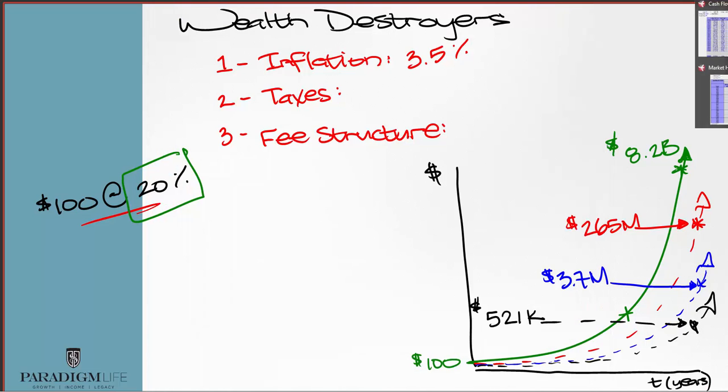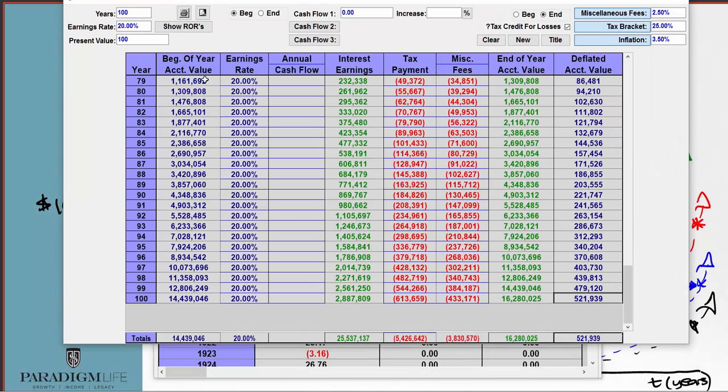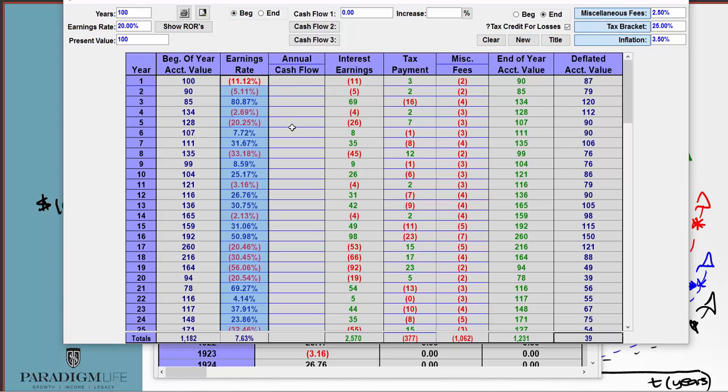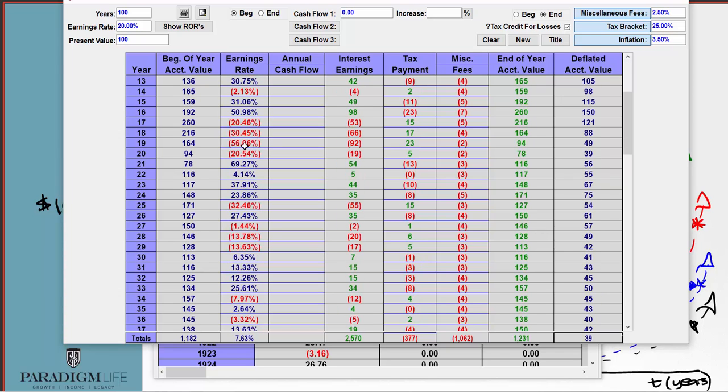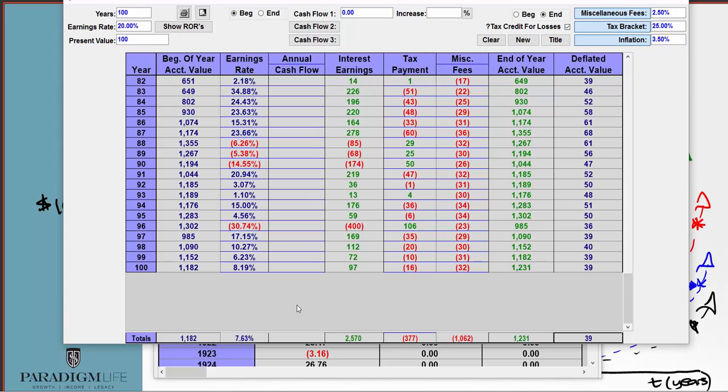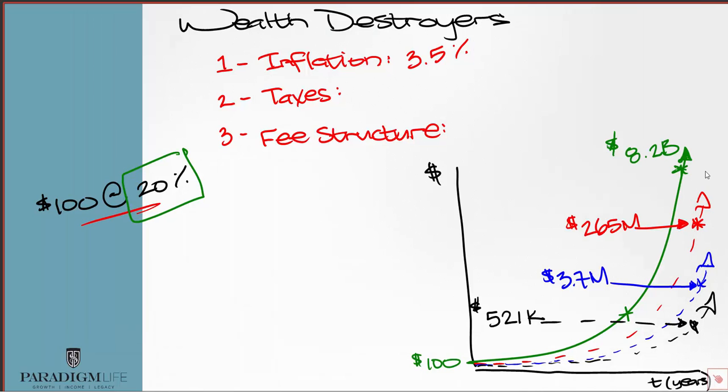Okay, so the market's fluctuating up and down. So let's come back to my other graph here. And instead of this 20% earnings rate, I'm going to plug in these values and say, okay, the market's down, the market's up, the market's down, the market's up. We get the Great Depression, we get World War II, we get the 1970s and 80s, we get 9/11, we get the recent financial crisis, okay? So we have market values in here now, and we've got the three wealth destroyers. Well, what is our bottom number here? $39. So after 100 years, what happened to that $100? Left over with $39.